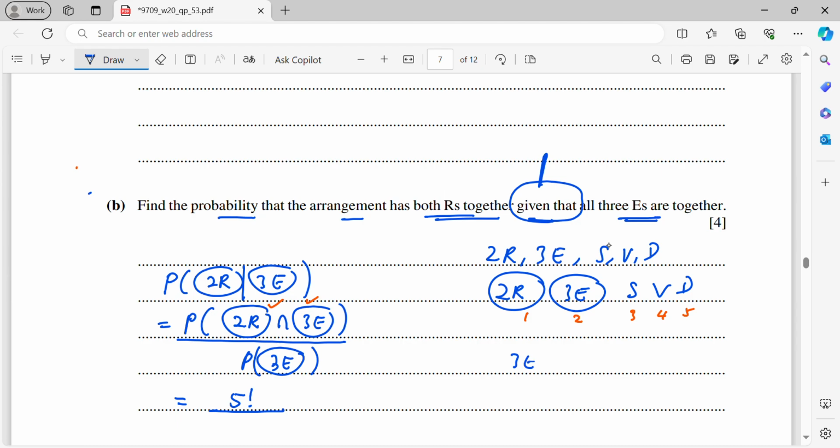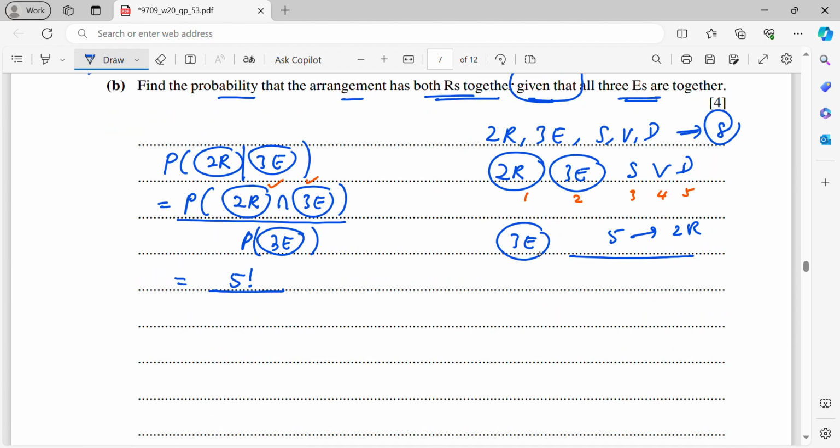Okay, 3 E's are together means that I still have, remember just now 8 total here. So out of 8 minus 3, I still have 5, but in this 5 I have 2 R's. Okay, then when I need to calculate the probability of 3 E's, you look at here, I skipped one step already.